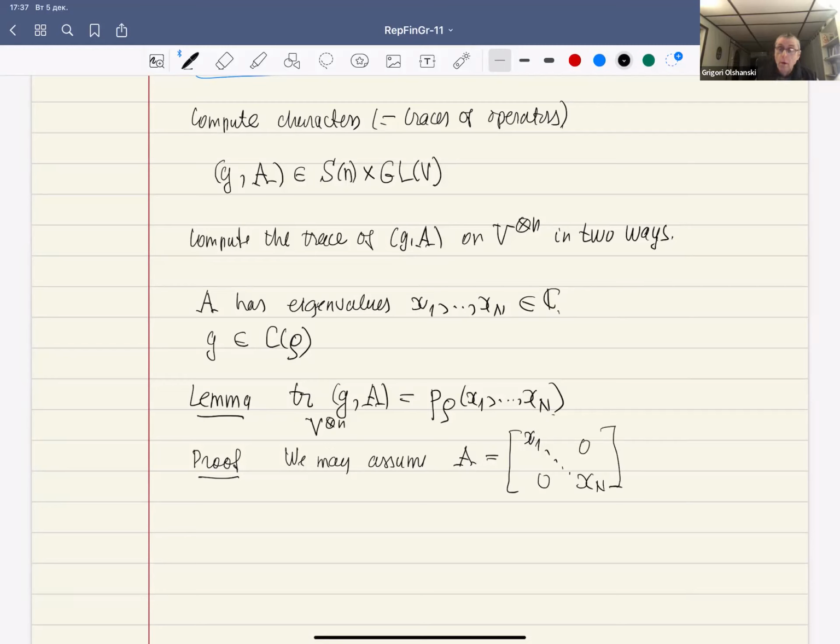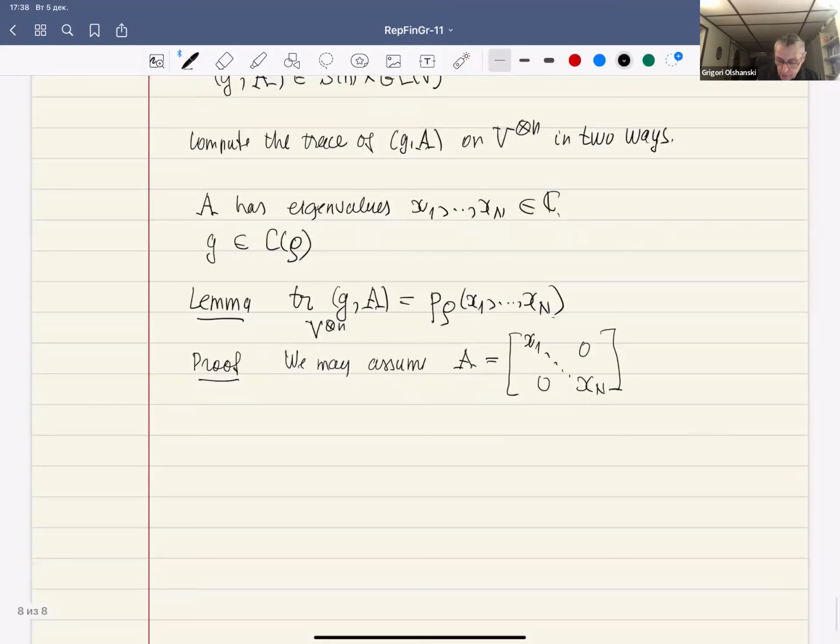Why? This is because a typical complex matrix can be diagonalized. And because this quantity as a function of A is continuous, it suffices to consider the non-degenerate case when A is a semi-simple matrix, so it can be put into a diagonal form. The trace does not change under conjugation, and so we may assume that it's simply a diagonal matrix.